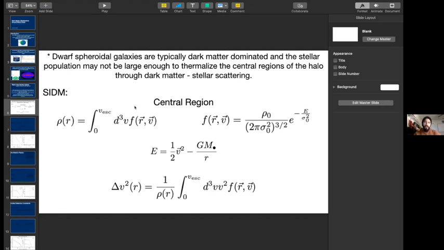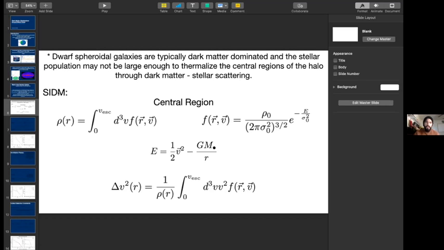But the important part is that if we focus on the very central regions, I can write the energy in the Maxwell-Boltzmann as this expression here, where this is the energy per unit mass, where the gravitational potential is dominated by the black hole. So we ignore any baryonic contribution, which we expect to be small in dwarf galaxies anyways. And we also ignore the dark matter distribution. So this should be valid only in the very central regions. And I also have here the definition of the velocity dispersion.